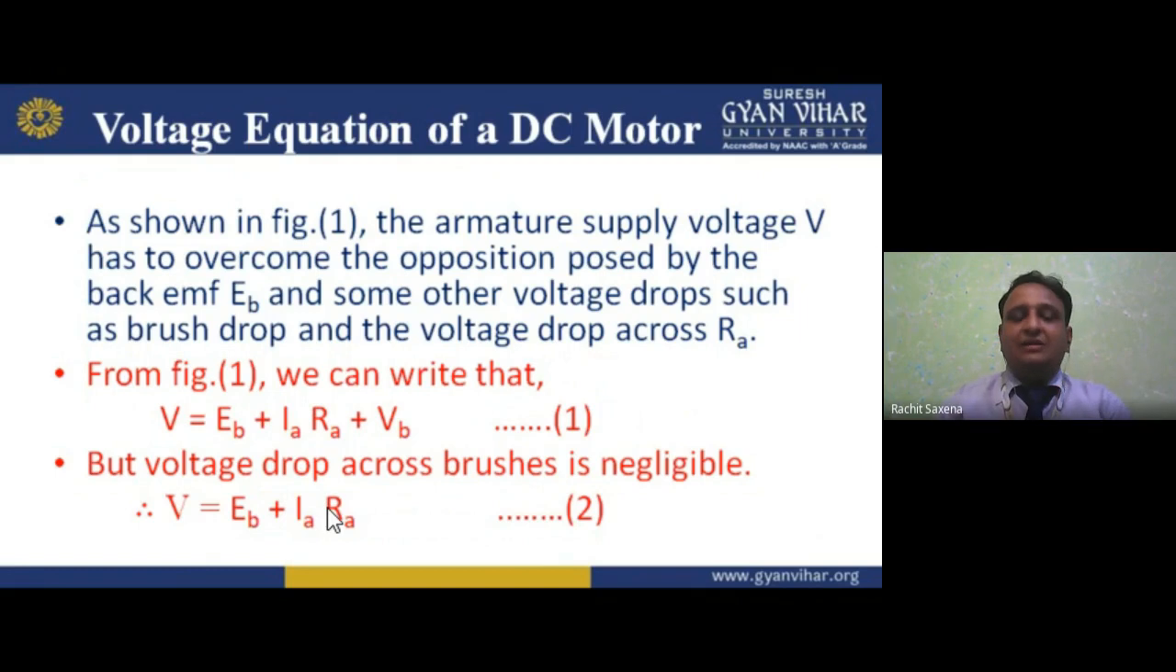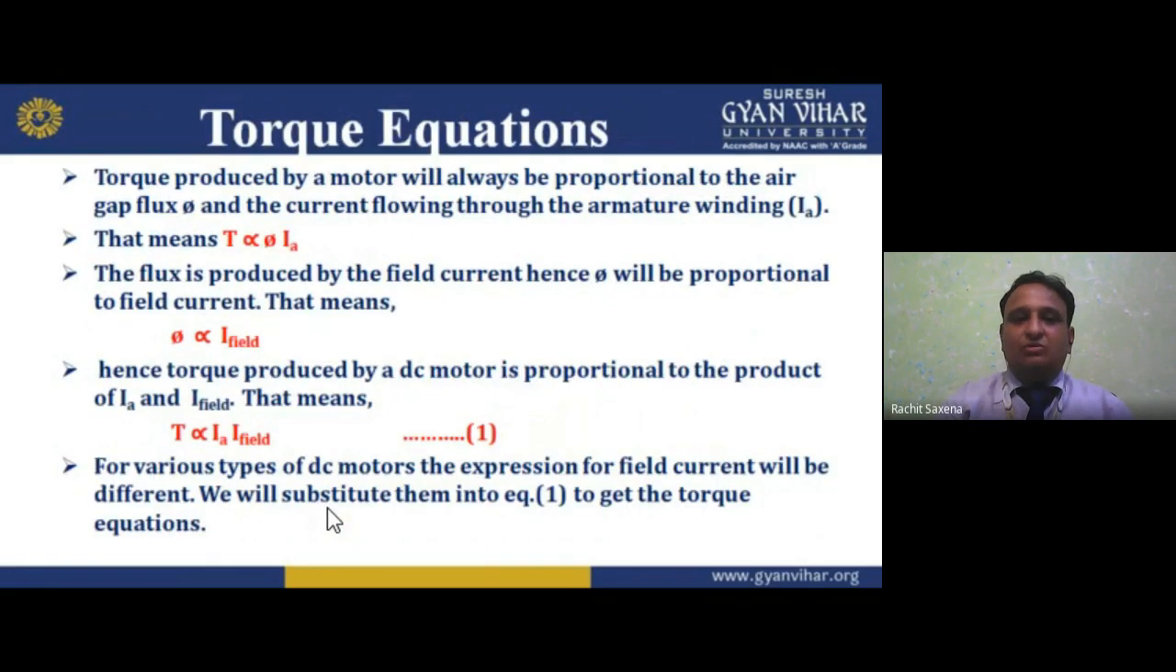Here I am writing V is equals to EB plus IARA. I hope you understand. So we can calculate the voltage equation for a DC motor or a generator also in some manner. Now this is the voltage equation. Now torque equations. See how it basically takes place.